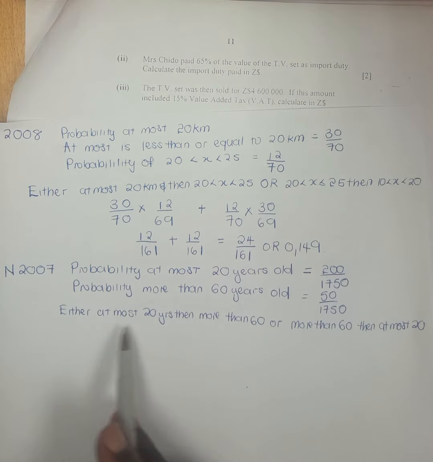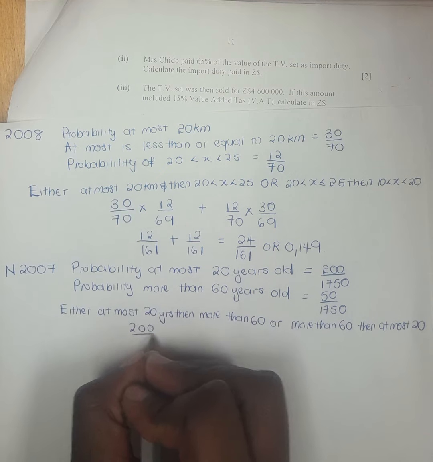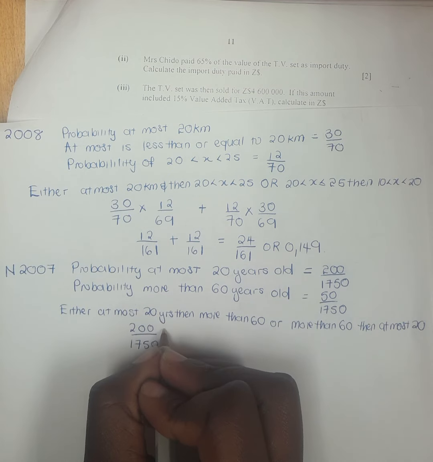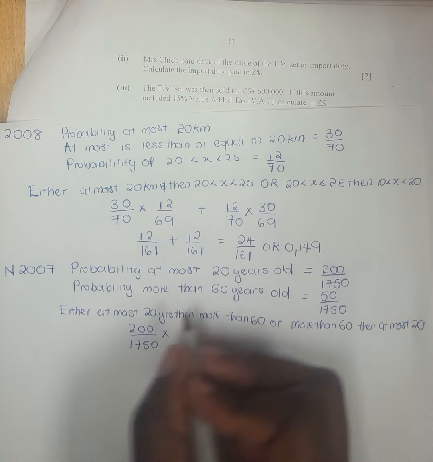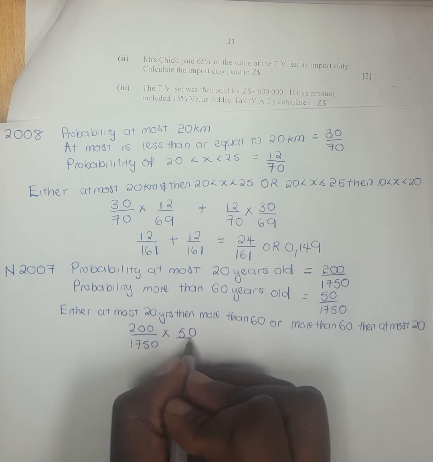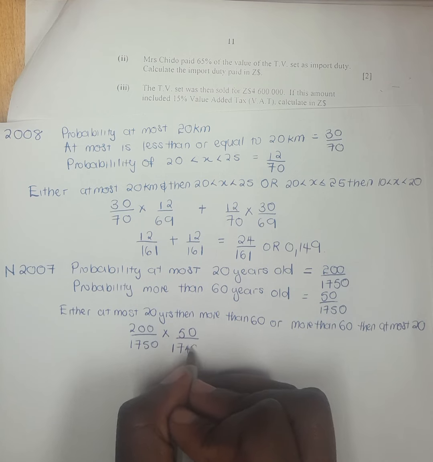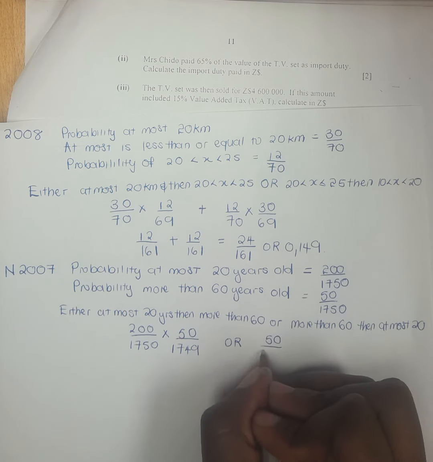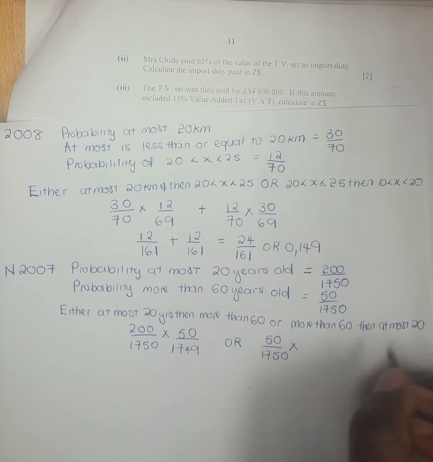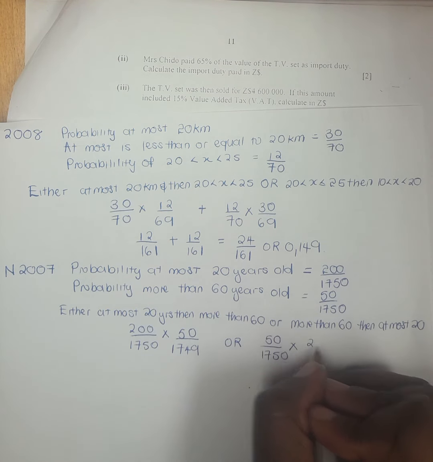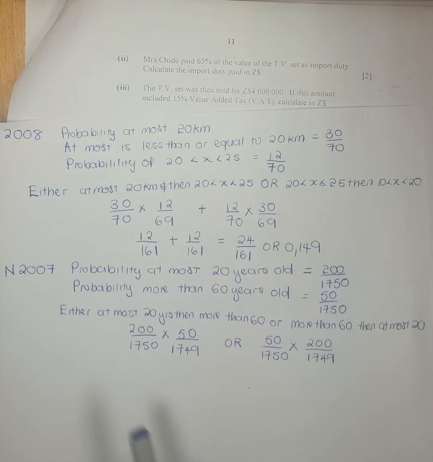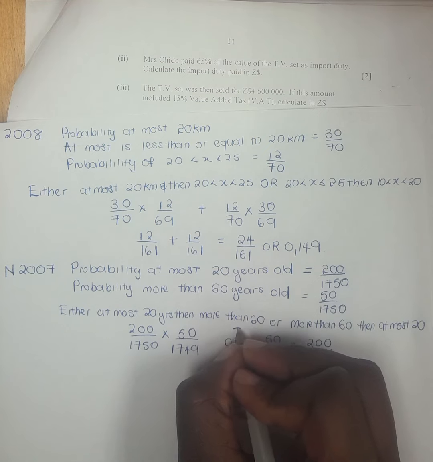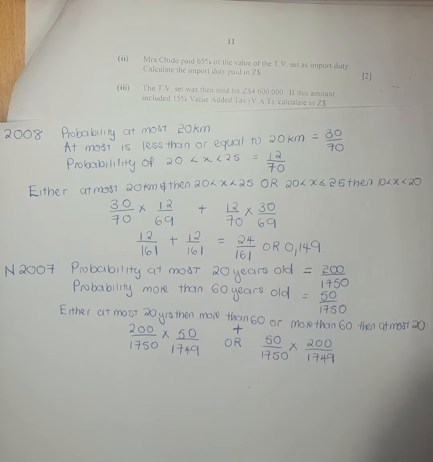So if we are using this condition of first selecting at most 20 years, we write 200 over 1750, and then selecting more than 60, it is now 50, but the denominator is now 1749. Or we first select more than 60 years, we write 50 over 1750. Then selecting at most 20, it is 200, but the denominator is now 1749. So we need to add these probabilities. The answer that we are going to get is going to be our final answer.